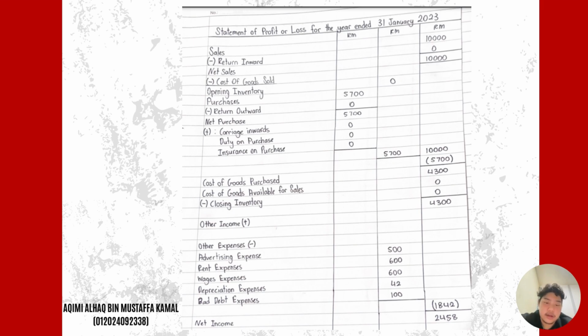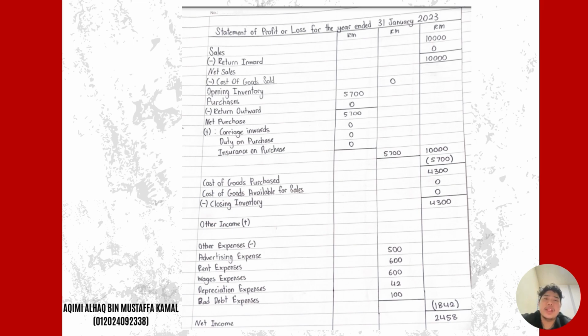So QPS Trading Sdn Bhd, Statement of Profit or Loss for the year ended 31st January 2023. Okay, here, as you can see, the rows that have sales, return inward, net sales, cost of goods sold, opening inventory, purchase, and the others are basically based on the format. And here we also have 3 columns. For the sales, we need to put on the right side of the column, the last column, which is 10,000 ringgit. And we need to minus the return inward. But we don't have return inward, so we need to put 0. So the total of net sales is 10,000 ringgit.